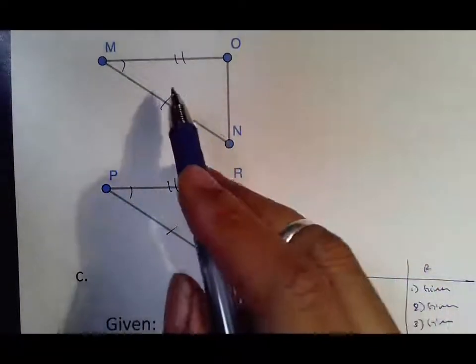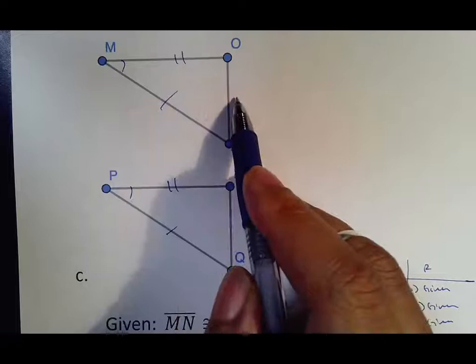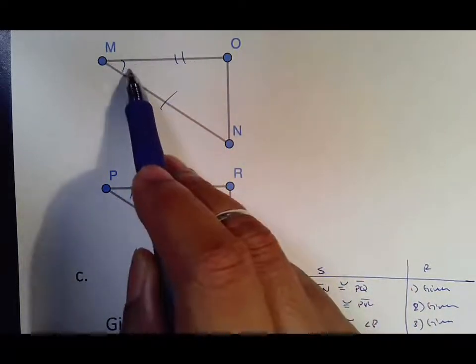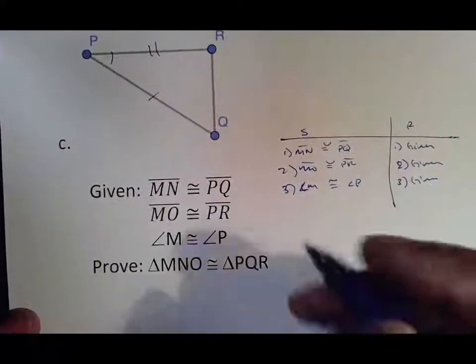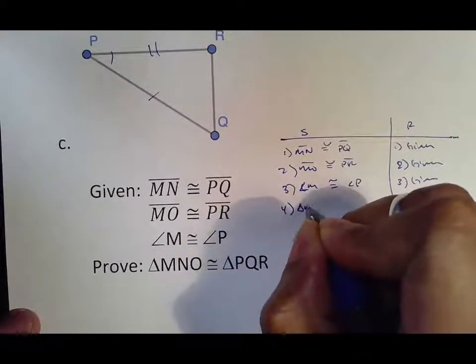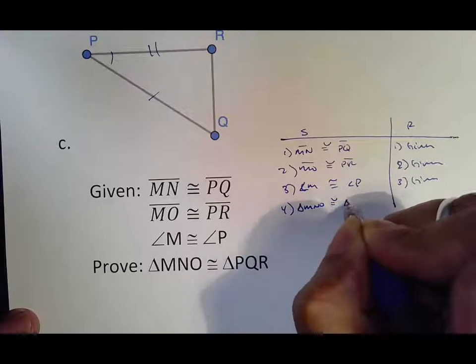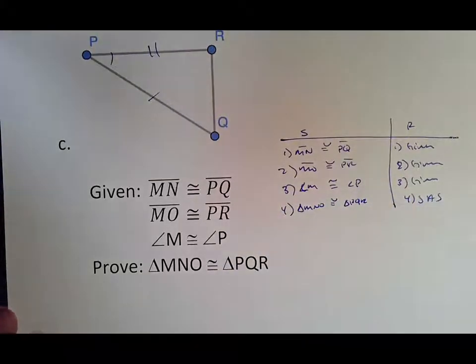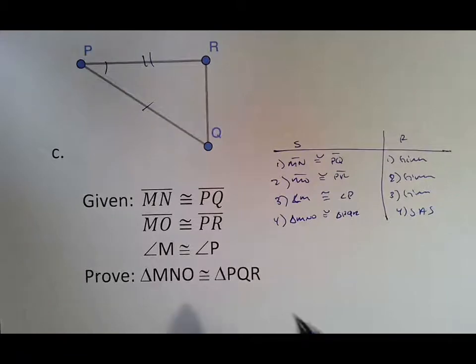And when you look at this again, notice you've got two sides, not three, so this isn't side, side, side. It would be two sides with the included angle, because notice both of these sides lead to that angle. And so therefore we'd be able to say in the next one that triangle MNO is congruent to triangle PQR because of side, angle, side, not side, side, side. That would be if all three were there.